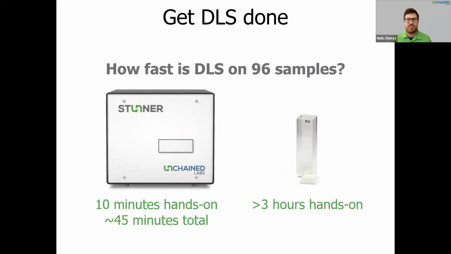So you get that high throughput power for sizing on 96 samples in less than an hour, and it's practically 10 minutes of hands-on time. And Stunner will do all the rest in about 45 minutes. While other instruments will be one by one, resulting in more than 3 hours hands-on time to get DLS on 96 samples.